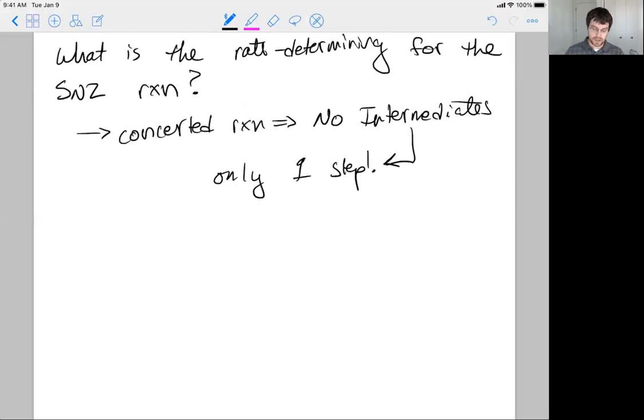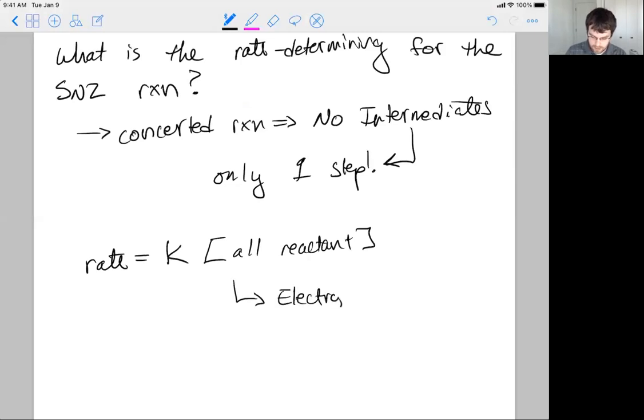Now what this means is that if we only have one step, then really the reactants that we put into the reaction are all going to influence the reaction. So the rate is going to be equal to k times the concentration of all reactants. Well, what are the reactants? They are the electrophile and the nucleophile and the solvent. Wait, not the solvent. The solvent does not participate in bond breaking and forming reactions. I'm going to cross that out.